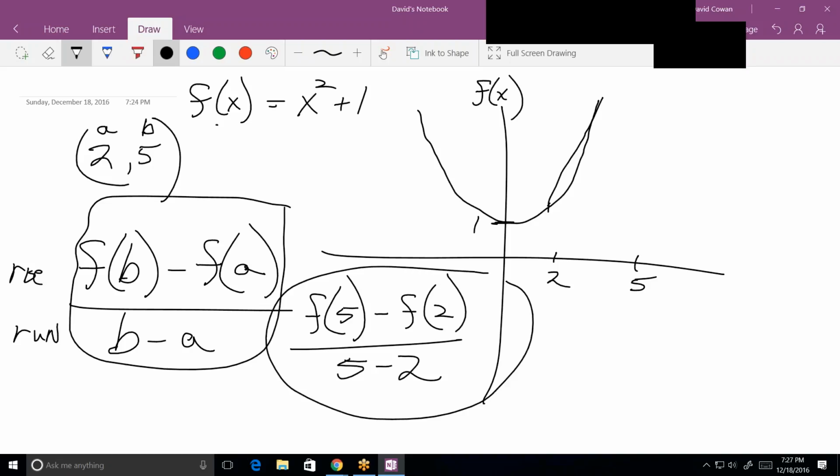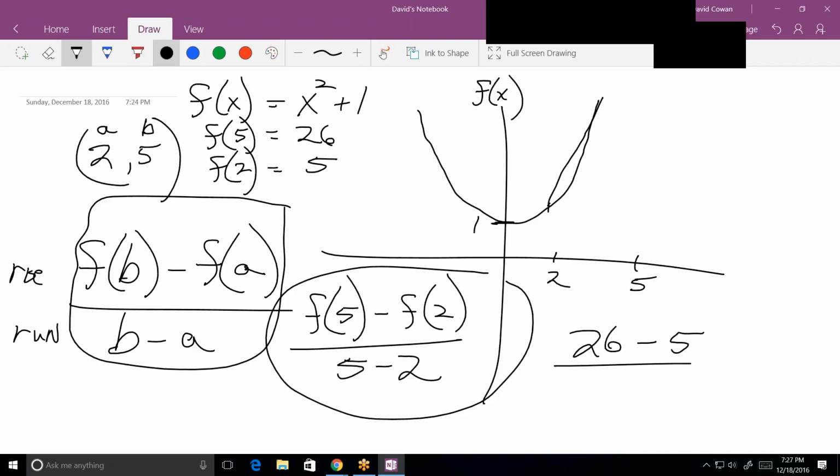So what's f of 5? 26. What's f of 2? 5. So I've got 26 minus 5 divided by 3, or 21 divided by 3, or 7. So the average rate of change is 7. If there is a distance between this number and that number of any amount at all, then you're talking average rate of change.